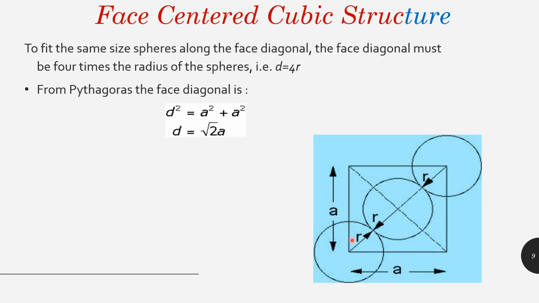We will apply the Pythagoras theorem. Here each side of the cube is of length a. So applying the Pythagoras theorem, this diagonal length is also d. So d squared is equal to a squared plus a squared. So d is root 2 into a. Hence, this d is actually 4R. Equating the two, you will get R, that is root 2 upon 4 into a.